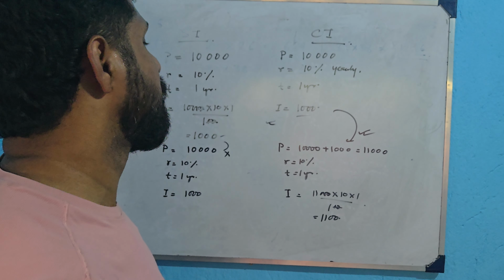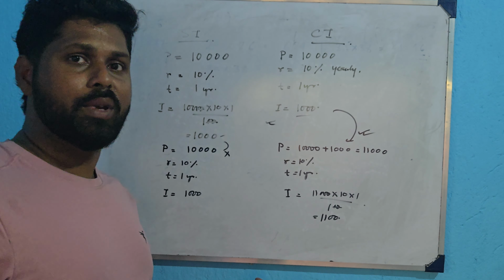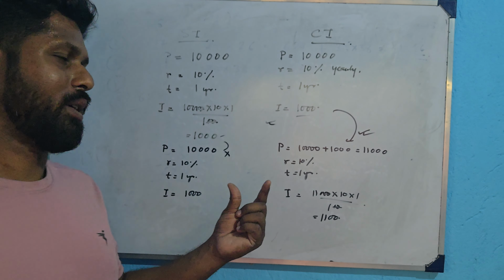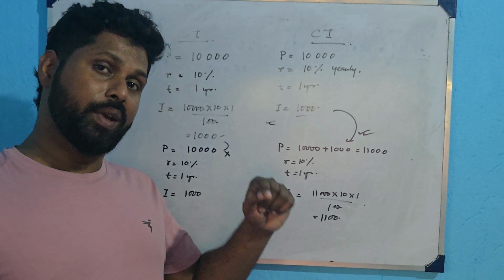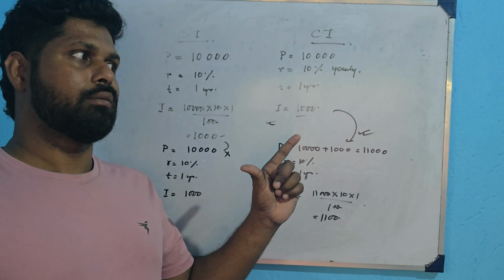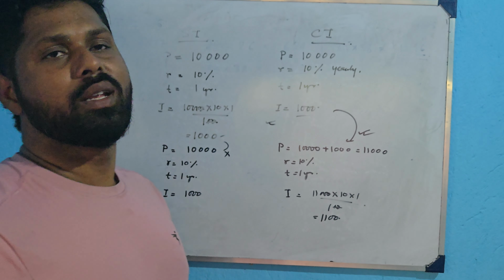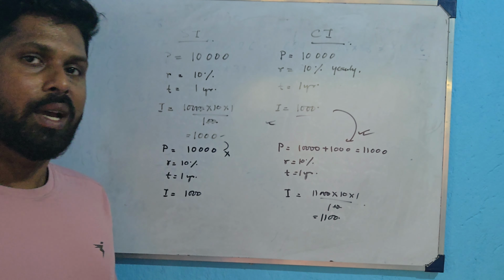That is the difference between CI and SI. With SI you are getting money instantly maybe, but you are getting less. CI will make you wait, but you will get more money, right? This is the difference between SI and CI.